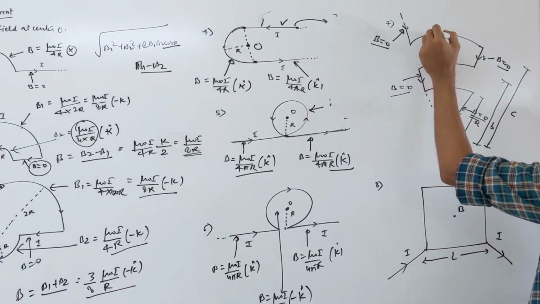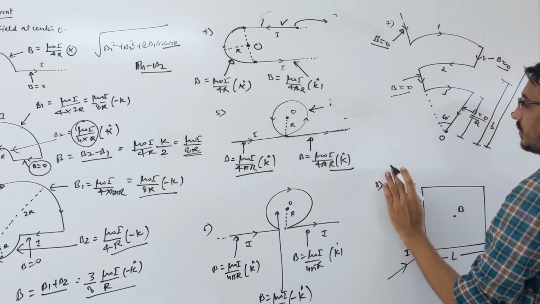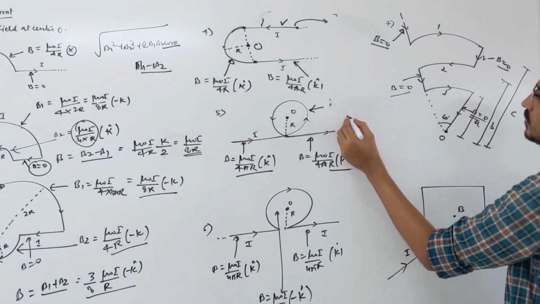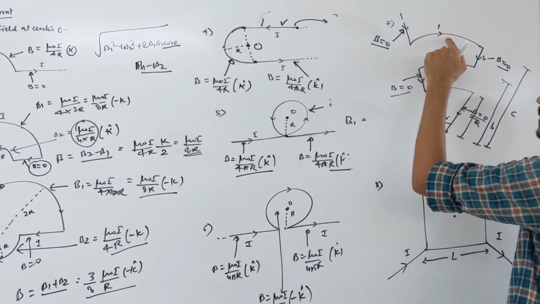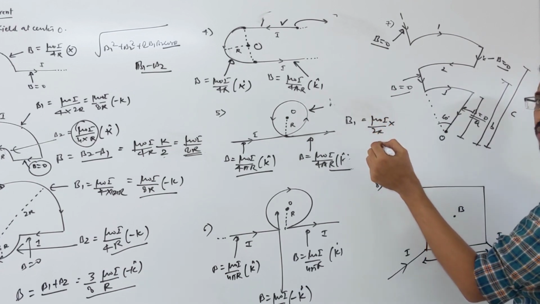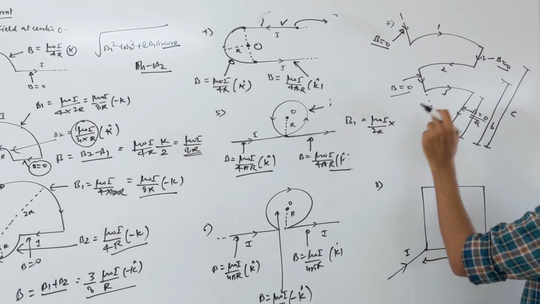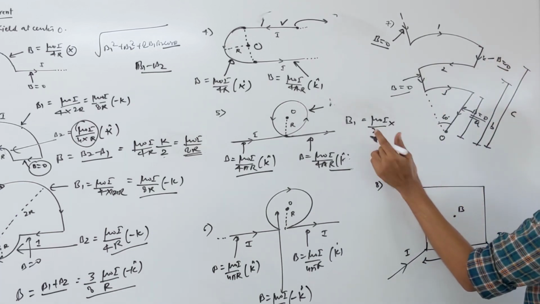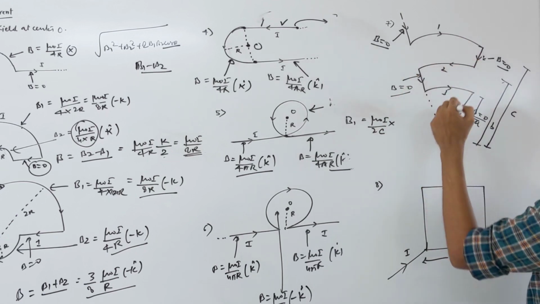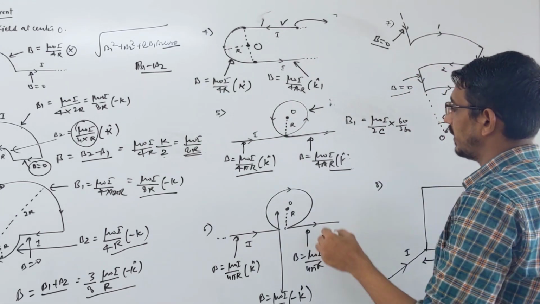These arcs are remaining. I write 1, 2 and 3. What is the field due to arc 1? Look here, you have calculated. Let's call it B1. Due to that arc, the answer is mu naught I upon 2r, alpha by 2 pi. Correct? R is what? The radius is given as C, so I put it C. Then the angle is 60 degree by total angle 360.